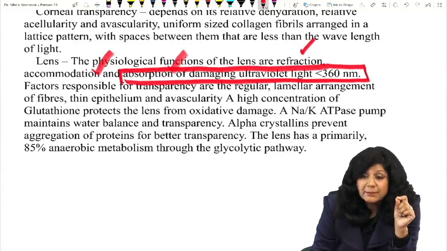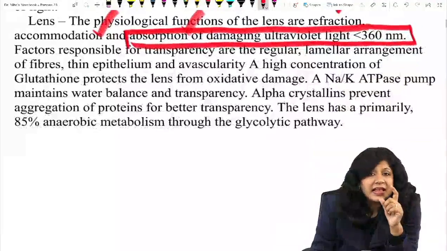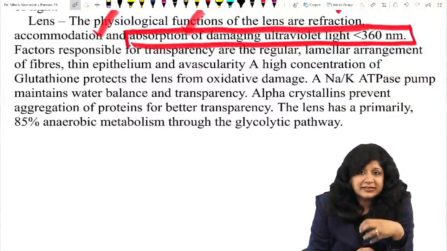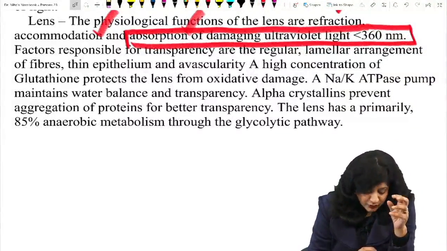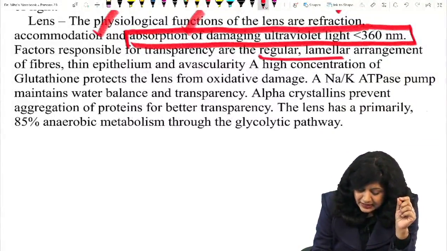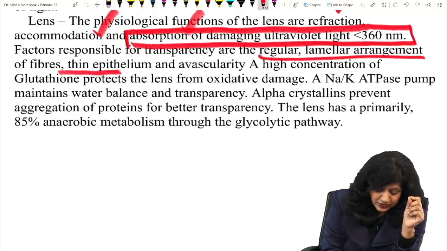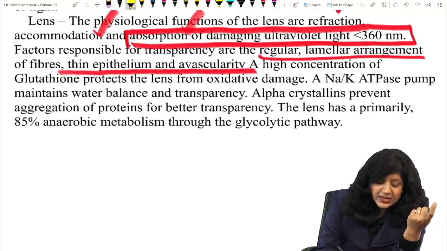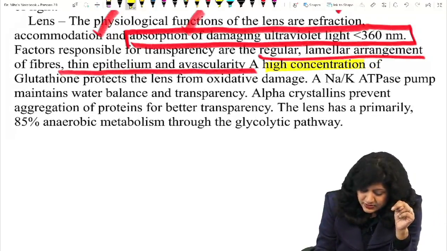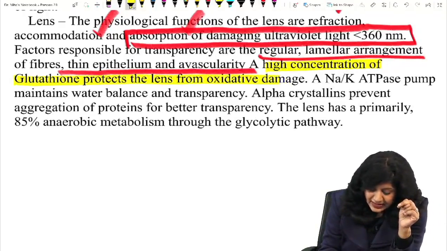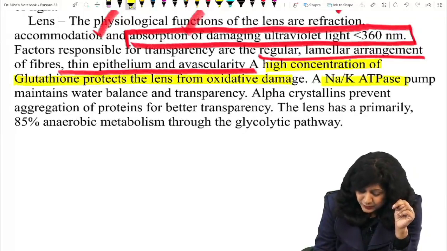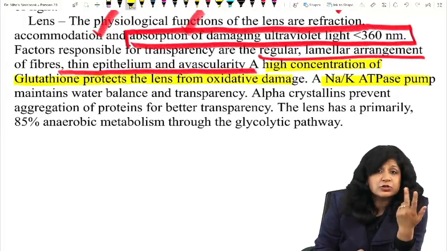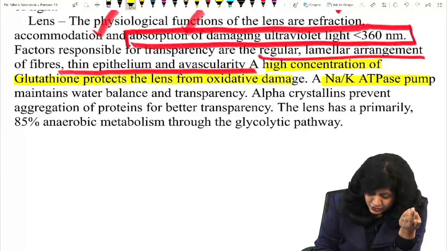So that is again important, that lens is also playing as a filter for the absorption of your damaging ultraviolet radiations. Factors responsible for the transparency are again your lamellar arrangement, we have got thin epithelium, avascularity. Then all these things are asked as MCQ. See, a high concentration of glutathione protects the lens. Then you have got sodium potassium pump, that is also responsible for maintaining the dehydration.